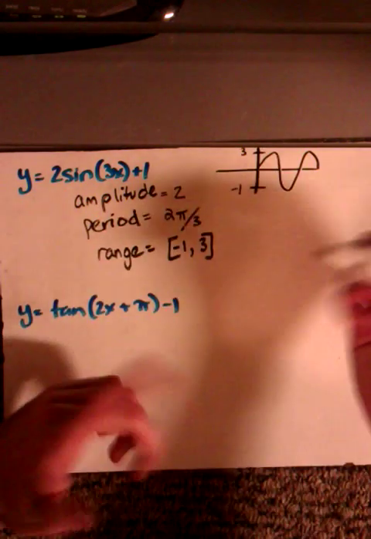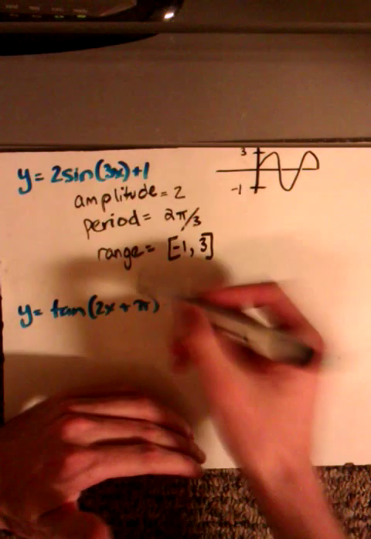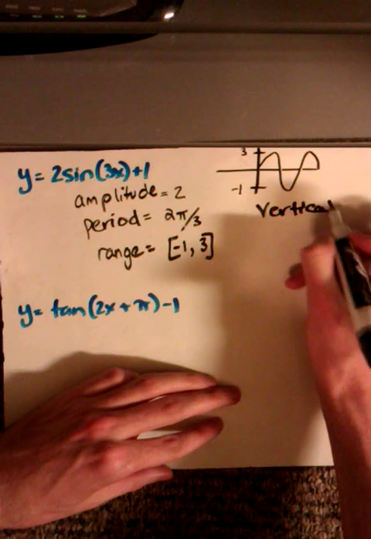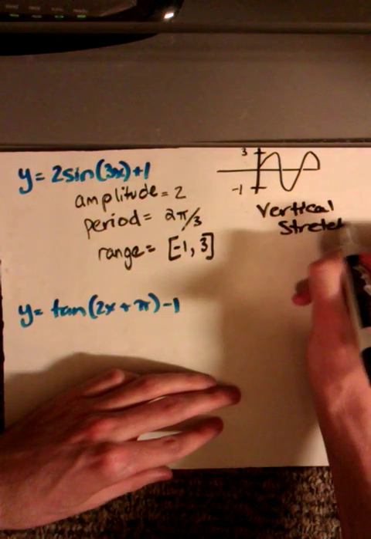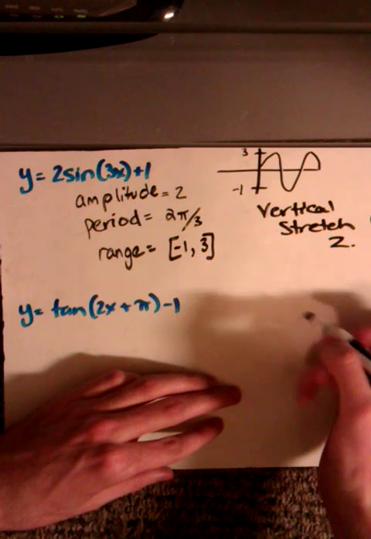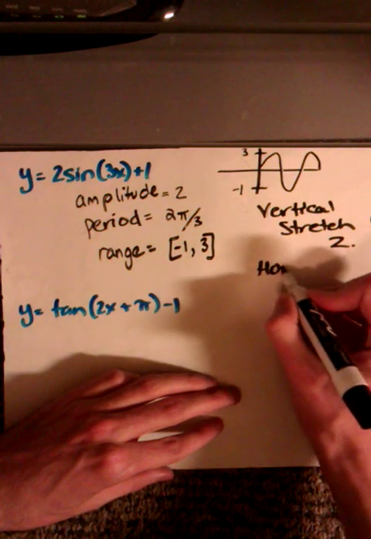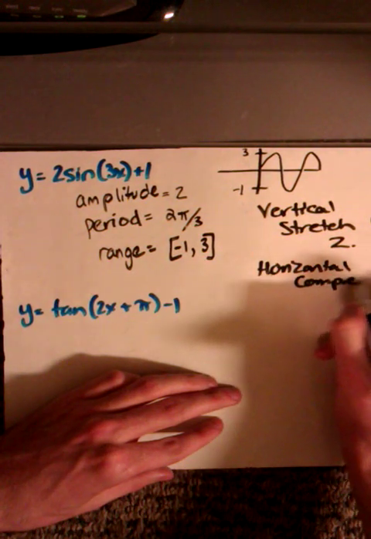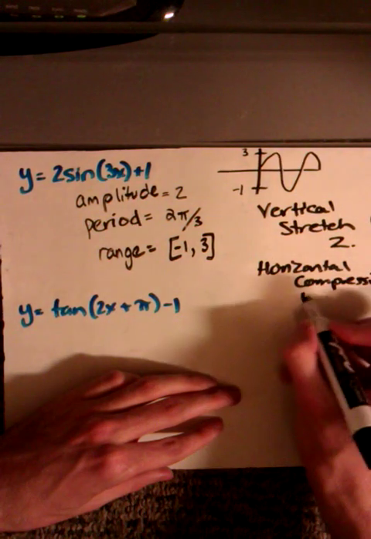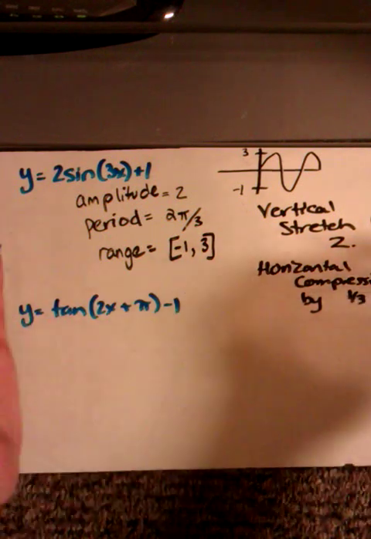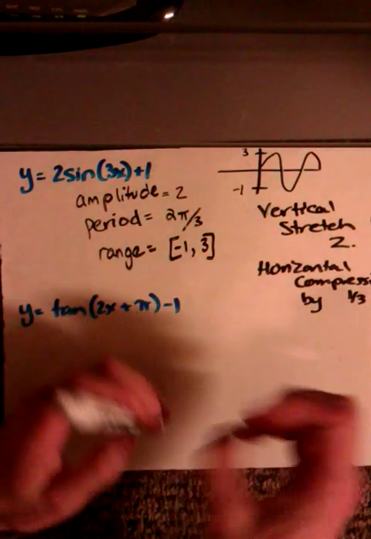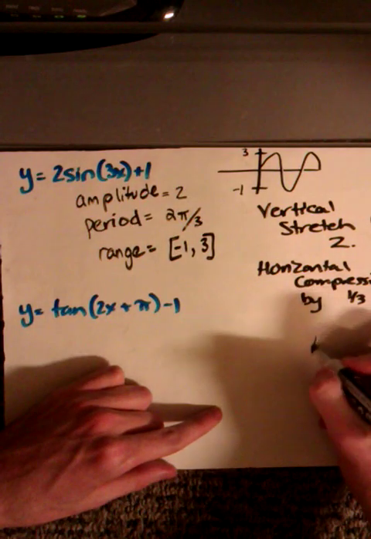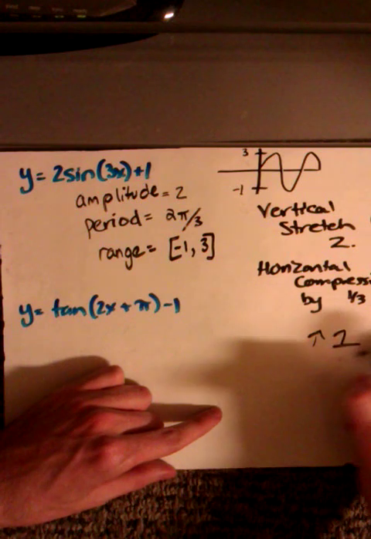And then the last thing we're going to talk about is the translations, which we've already kind of done as we went through these. So we know that 2 out in front, we said, was a vertical stretch by a factor of 2. And we said that that 3 was a horizontal compression by a factor of 1/3. Remember, it's making your graph smaller, so you wouldn't be compressing it by 3. Multiplying things by 3 makes them bigger. And then the last thing here is this plus 1. That's going to take your whole graph and shift it up 1 unit.